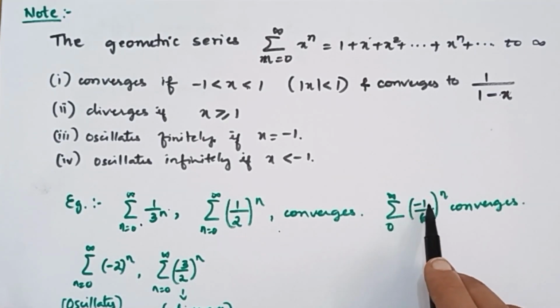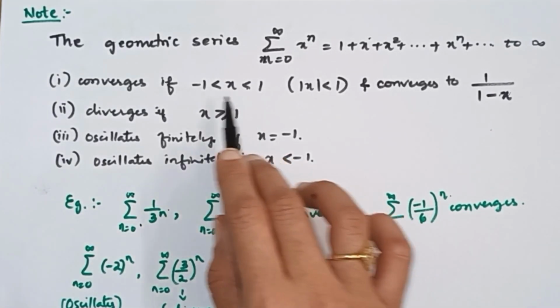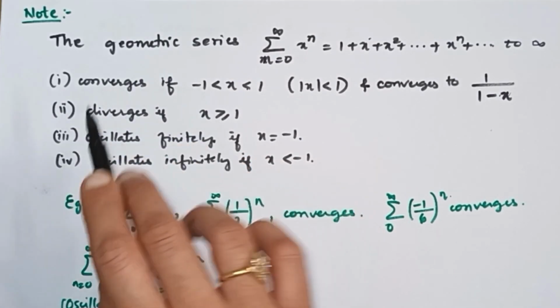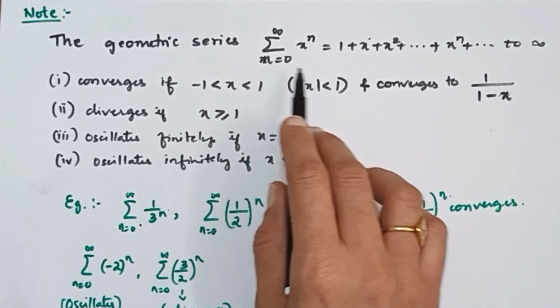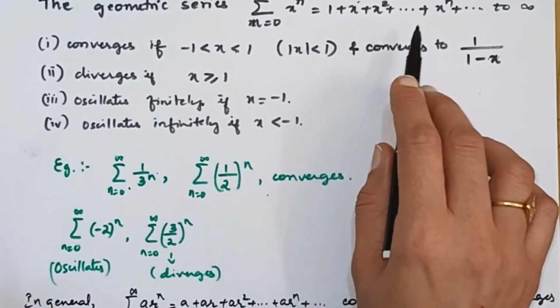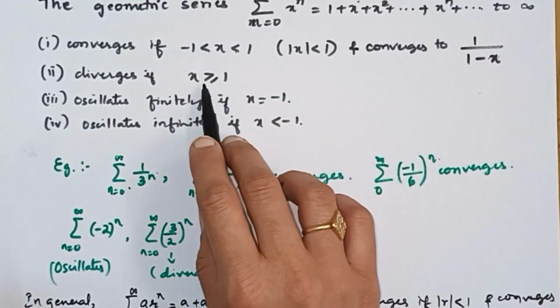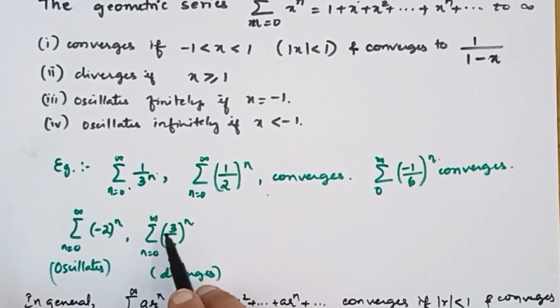Similarly, summation of minus 1 by 6 to the power n, n equal to 0 to infinity. This series also converges because here the x value is minus 1 by 6, which is greater than minus 1. The series diverges if x is greater than or equal to 1. 1 to the power any value is 1, so 1 plus 1 plus 1 plus so on, infinite terms. Therefore, the series diverges when x equals 1. For x greater than 1, take this example, 3 by 2 to the power n. The value of x is 1.5, which is greater than 1. Therefore, directly you can conclude this series diverges.